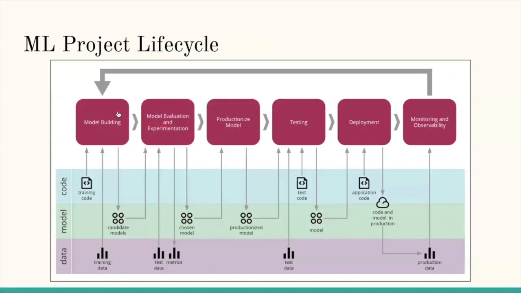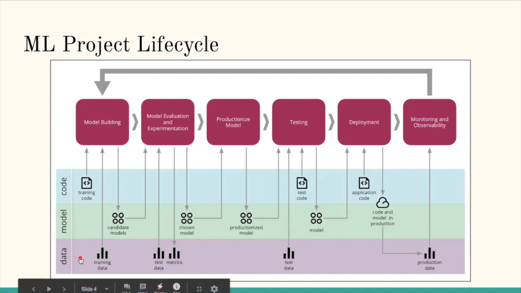So let's compare how an ML project looks like. In ML projects, there are 3 dimensions which you have to take care of. You have the code and also the model and the data which you have to handle. The first stage is building the model. Then you evaluate the model and you decide on which is the production ready model. You do a final round of testing and do the deployment.